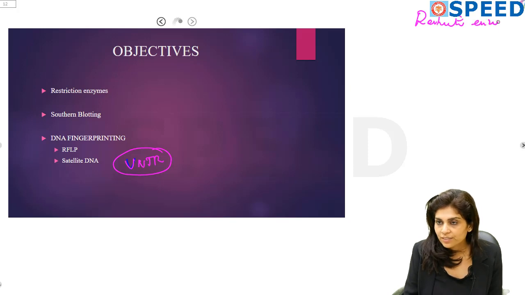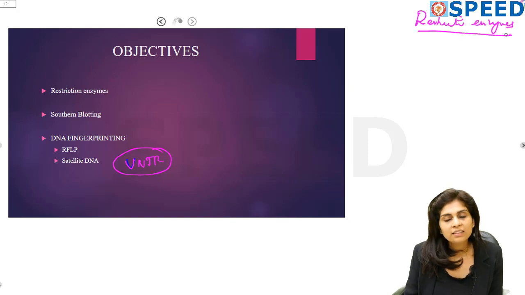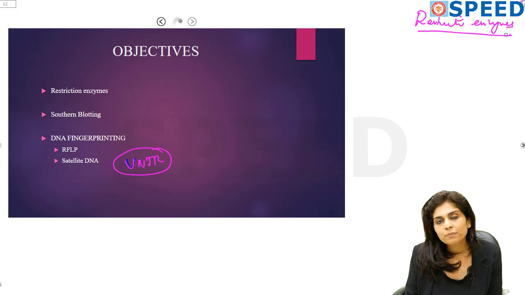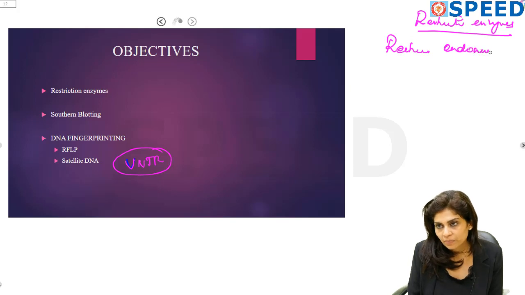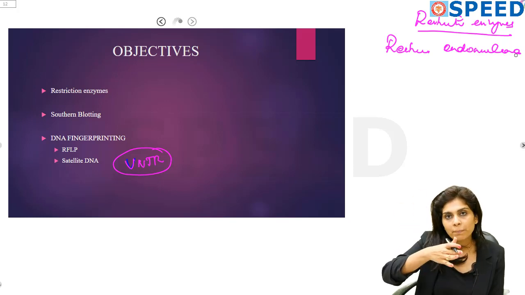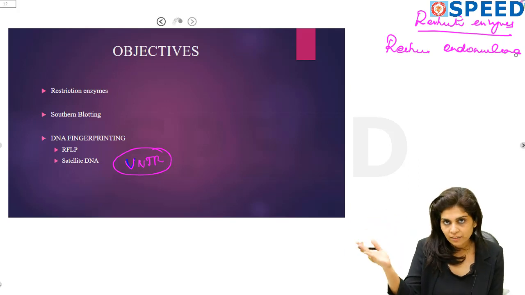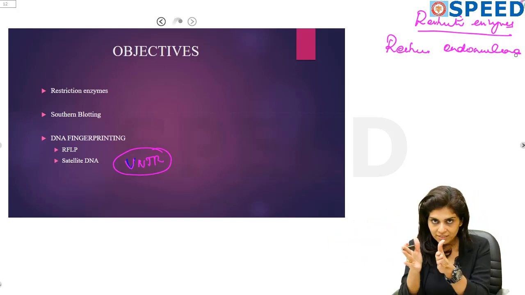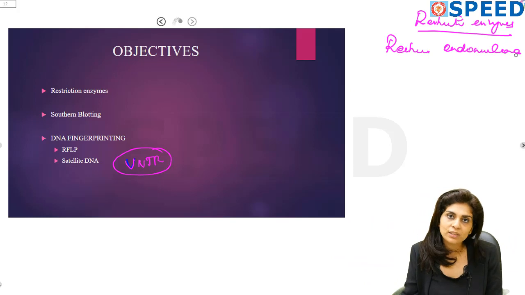So what are restriction enzymes? These are enzymes which cut at specific sites. That is why they are otherwise called restriction endonucleases. Do you understand this? An exonuclease is an enzyme which cuts an oligonucleotide or a polynucleotide from either the 5' end or from the 3' end. If it cuts from one of the two ends, that's called an exonuclease.